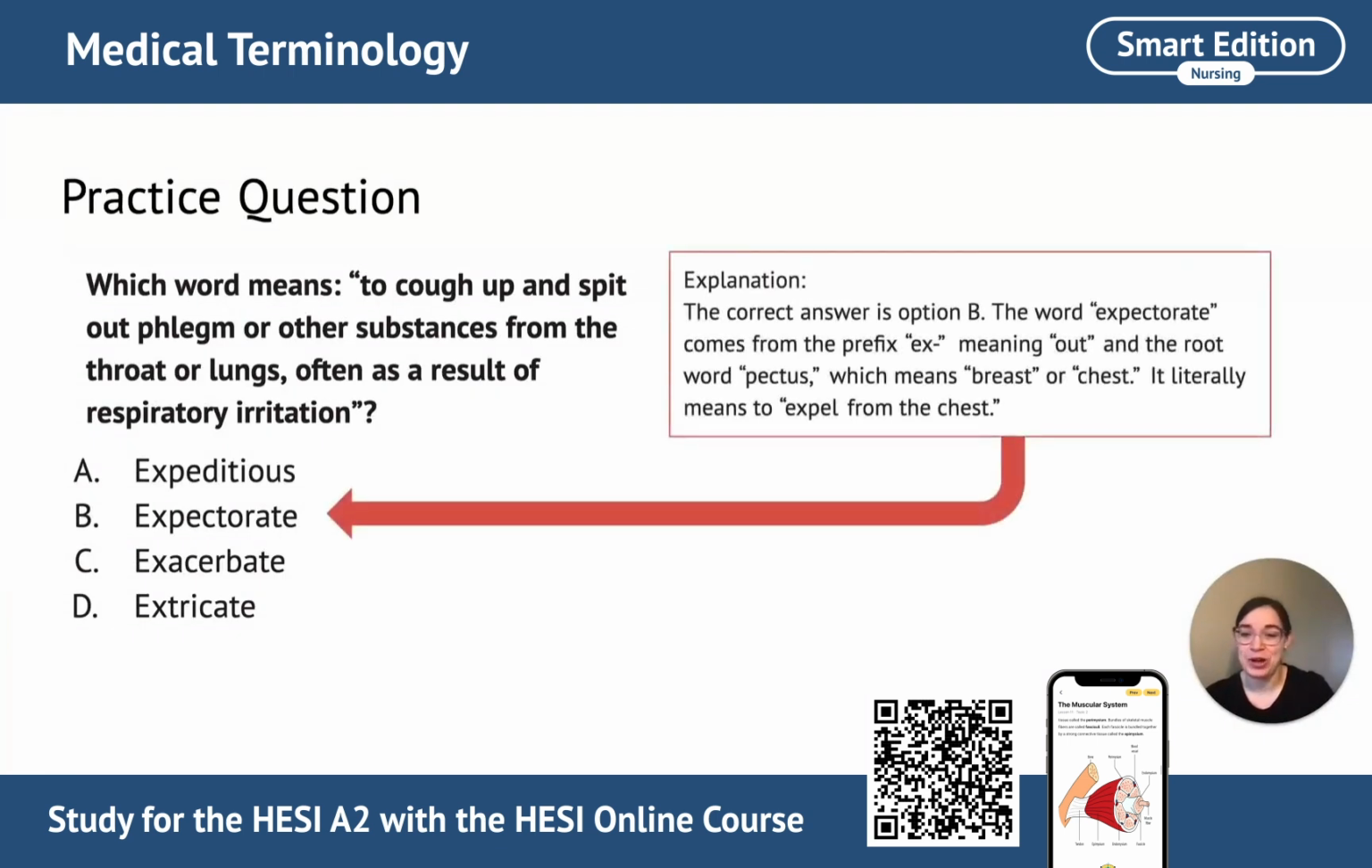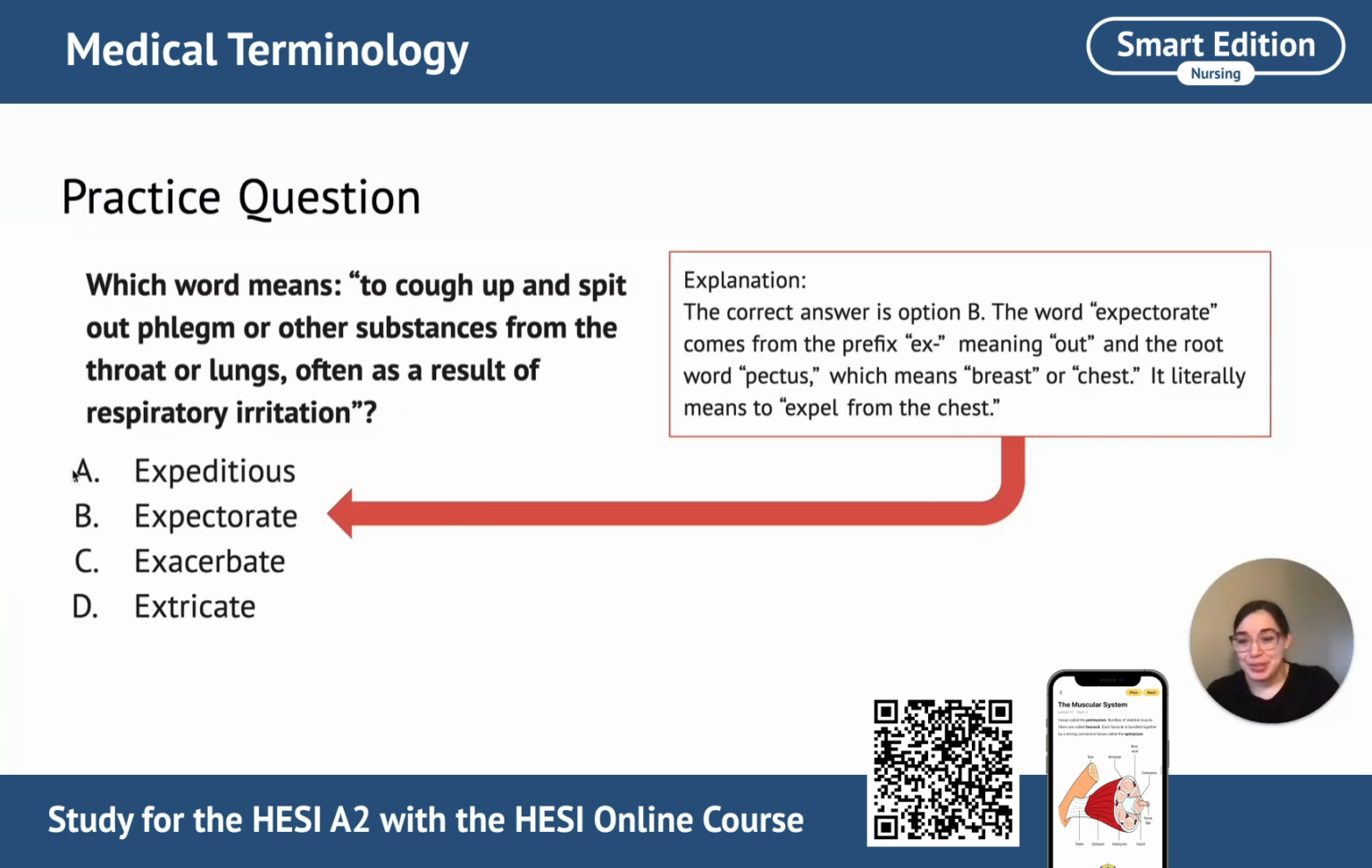And this is kind of a fun one, I think. So the word expectorate comes from the prefix ex, which means out, and the root word pectus, which means breast or chest. Putting those two individual definitions together, this word literally means to expel something from the chest, which is what you would be doing if you were coughing something up and spitting it out of your throat or lungs, because where are the lungs located? They are located in your chest. So that definition correlates well with the one that we're provided in our practice question.